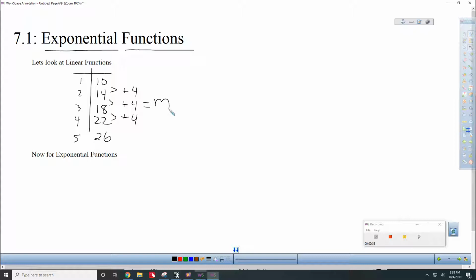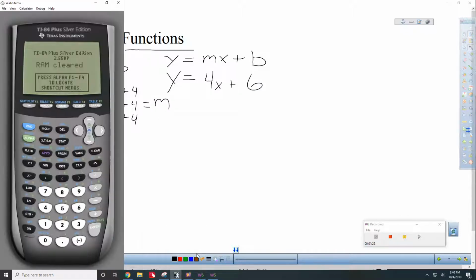What do we need to find the equation? Well, the equation for this is y equals mx plus b. So we need to find our b by putting a 0 in, work backwards, we get a 6. So 6 is our b. So this equation would be y equals 4x plus 6. Let's bring up our graphing calculator. 4x plus 6.